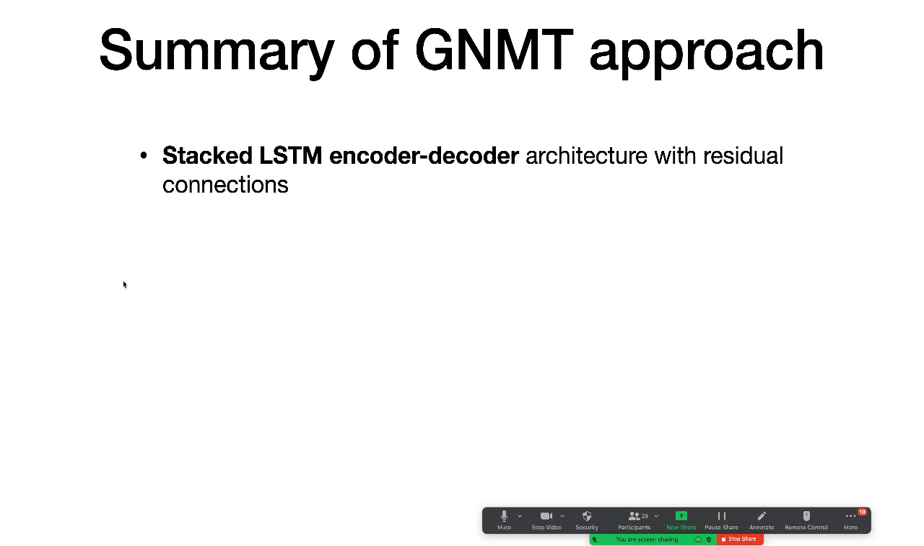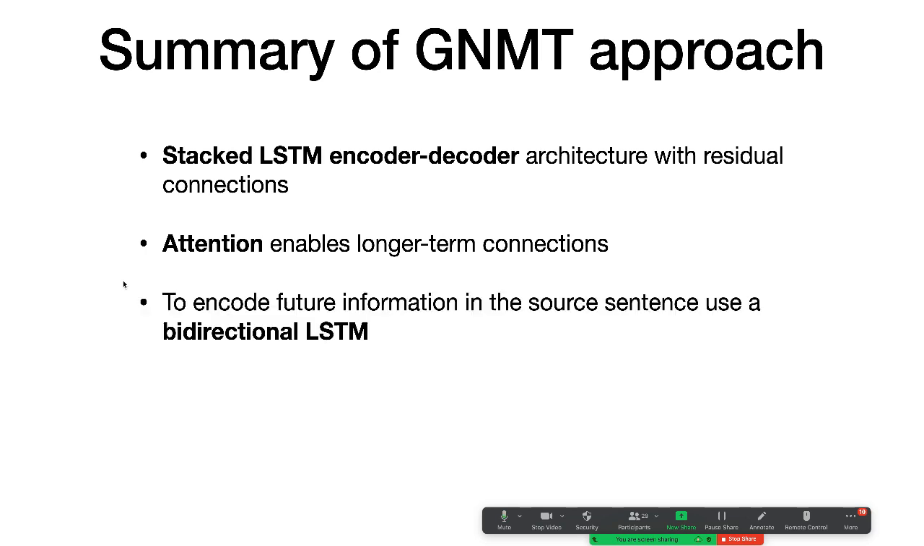All right, so to summarize, the way that these early landmark results in machine translation worked was they were built off of this recurrent neural network encoder-decoder architecture that we talked about at the beginning, but with some improvements. Instead of RNNs, it's LSTMs. Instead of a single LSTM, it's stacked LSTMs with residual connections and an attention mechanism added so that longer term connections can form. And then to encode future information, we also made this model bidirectional.